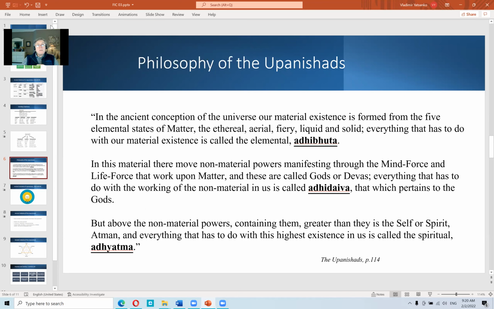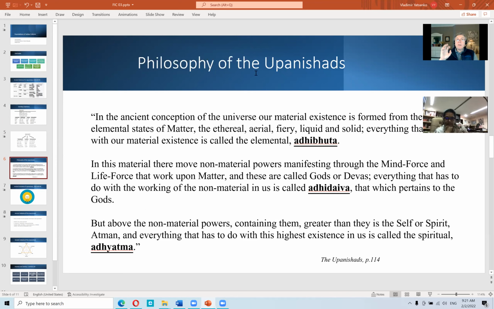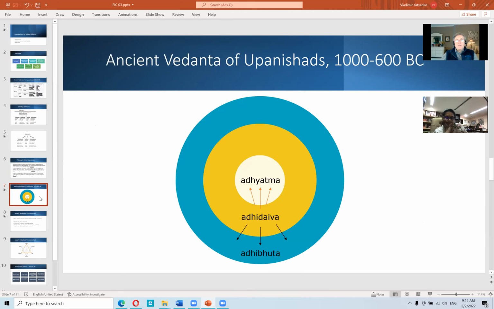But above the non-material powers containing them, greater than they, is the self or spirit, Atman. And everything that has to do with this highest existence in us is called the spiritual, Adhyatma. So behind these faculties there is the spirit, Purusha, or Atman, or Brahman. We will distinguish them, Brahman, Atman, and Purusha, later. But in this case, they are all there. So the ancient Vedanta had this vision.